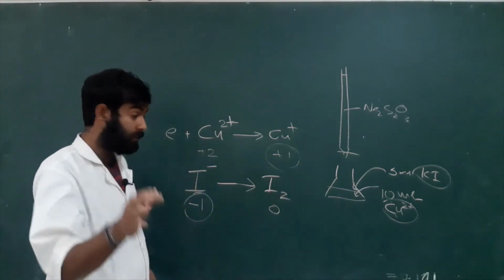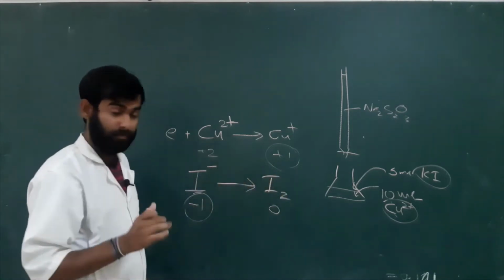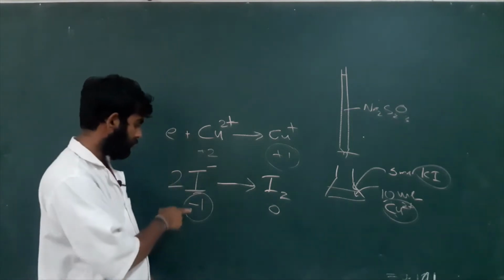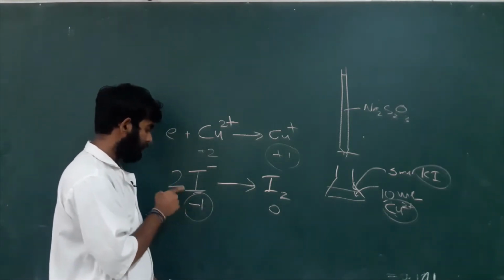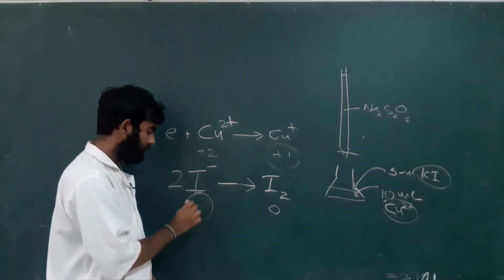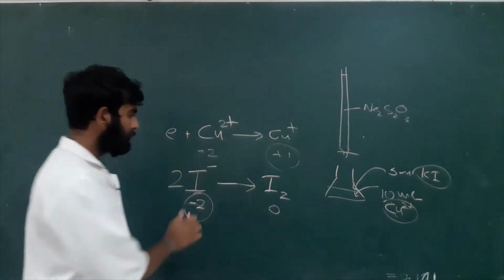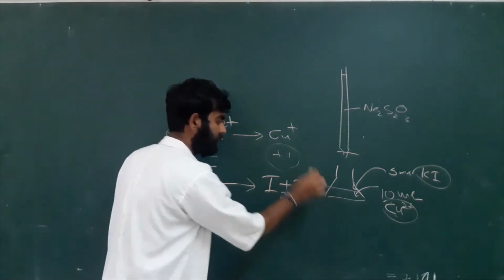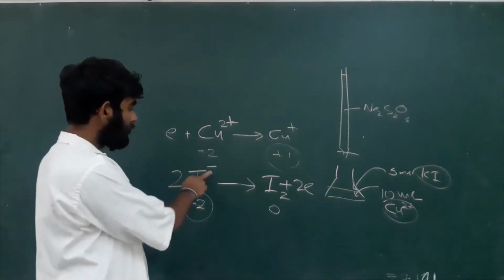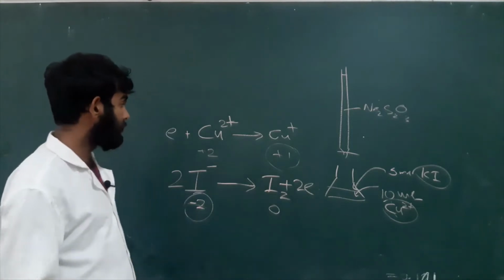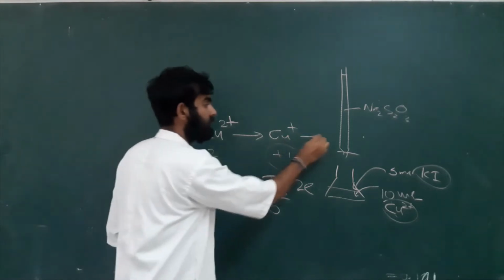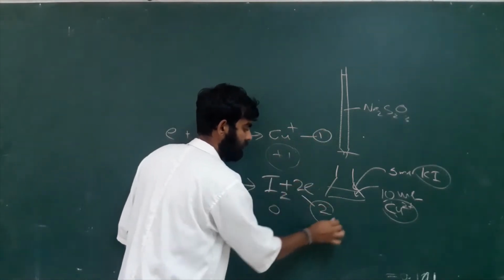Another important thing: we have to balance the number of atoms. Here there are 2 iodine atoms, so we have to use 2. Now this negative charge should be multiplied by 2, so it is minus 2. So we have to add 2 electrons to this side. Now the charges are balanced: 2 negative charges, 2 electrons. However, in the other equation we have 1 electron. This is our first equation, this is our second equation.